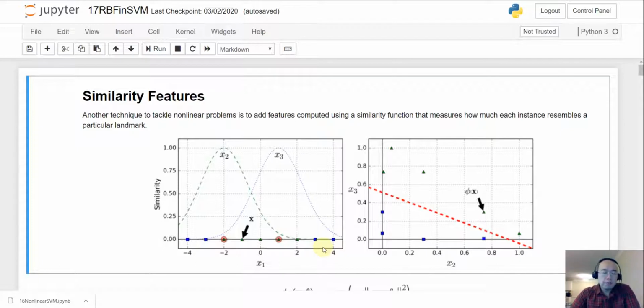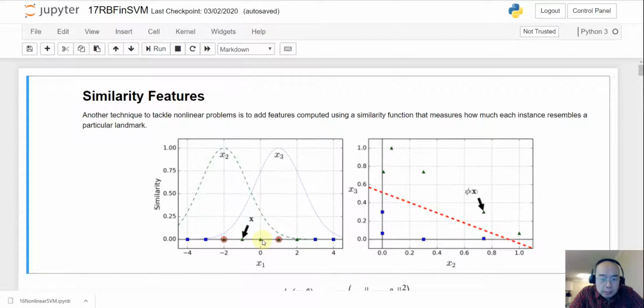Instead of doing polynomial features, now we have another idea. How about we pick two samples? We pick this sample at -2 and another sample at 1, and then we draw two Gaussian curves, one centered at -2 and one centered at 1. After that, for each sample, we calculate the distance between that sample and each of those two Gaussian curves. For example, like this one.